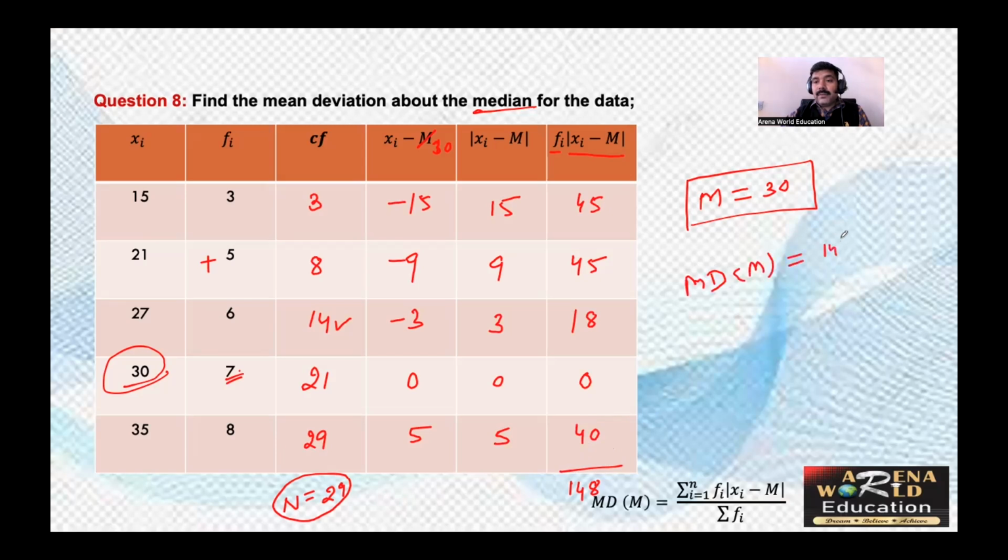Now what is mean deviation about the median? Yes, it will be 148 divided by 29. This will be equal to 5.1. And 5.1 is the required mean deviation about the median for given data. I hope everybody is clear now.